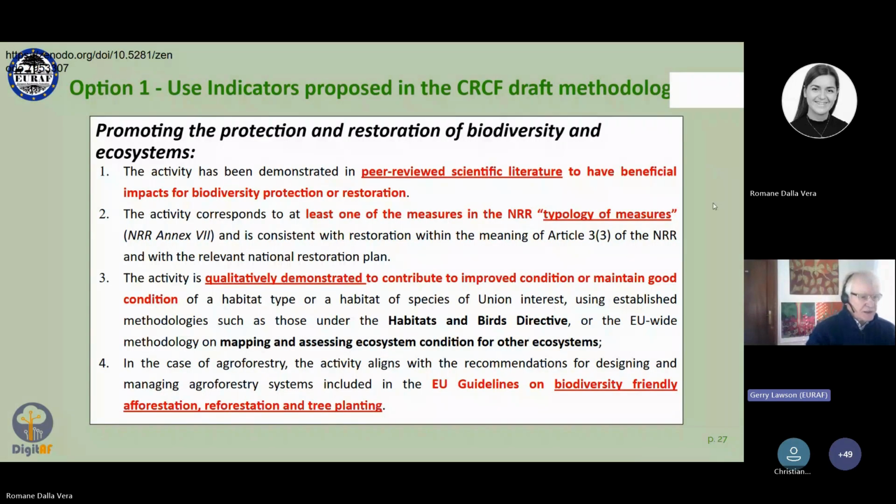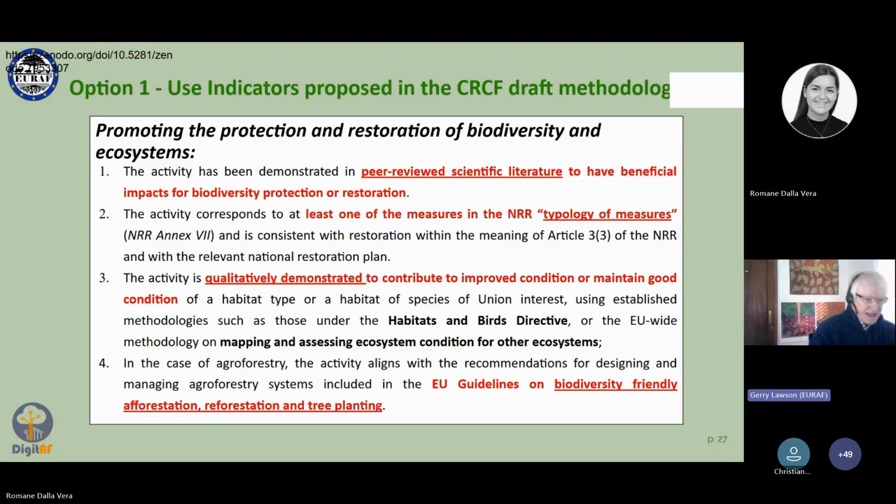Right, so this is what the legislation currently says. The promotion, protection and restoration of biodiversity and ecosystems can be demonstrated using these methods. As long as you can prove that the carbon farming activity you're implementing has been demonstrated in the scientific literature to have a beneficial effect for biodiversity protection or restoration, that's enough.